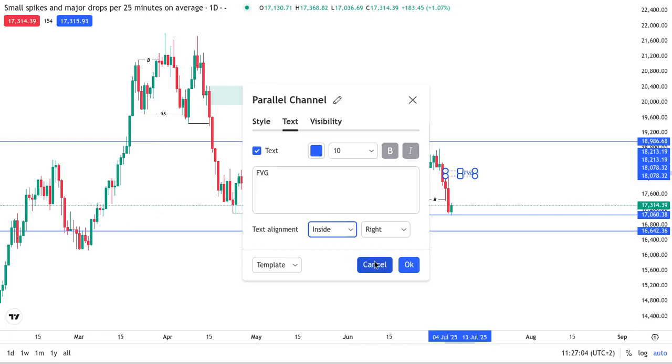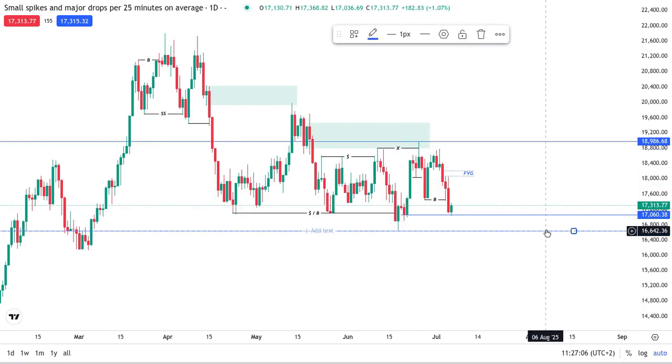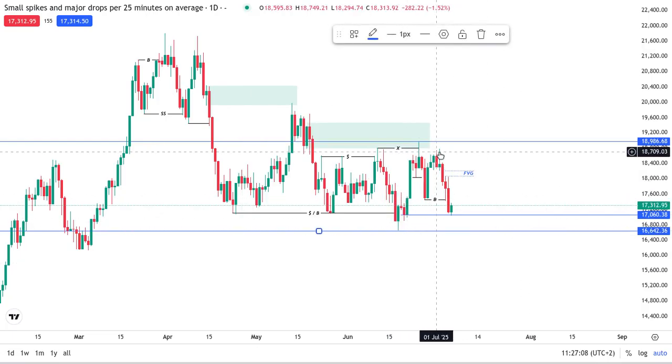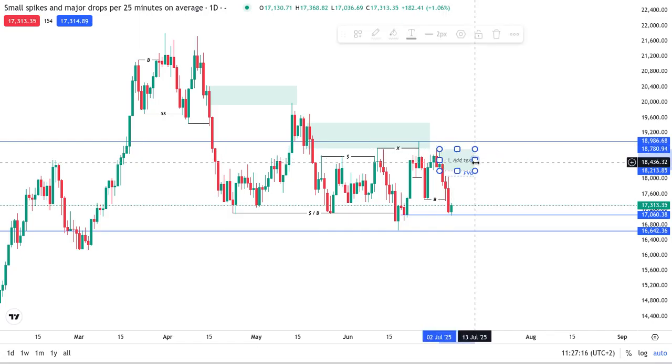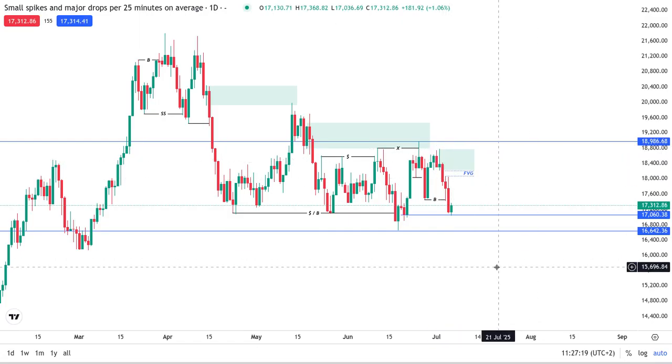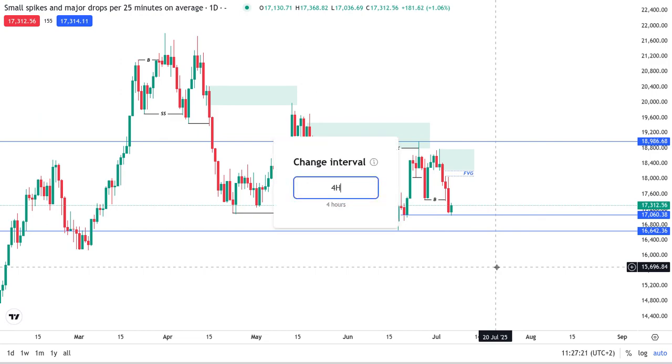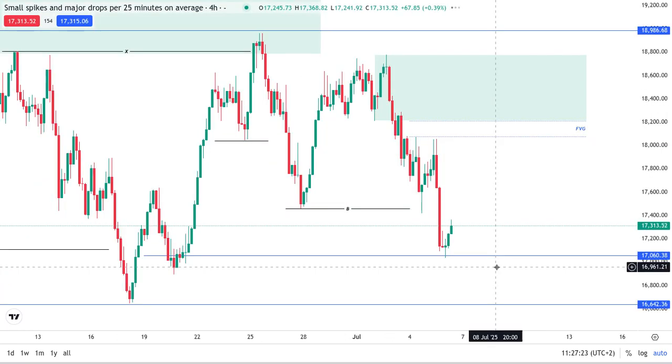Put that inside to the right. Okay, that's our fair value gap. And then right before our fair value gap, we have this order block on the daily time frame. So now let's go to a lower time frame, which is the 4 hour, so that we can see what's actually going on.